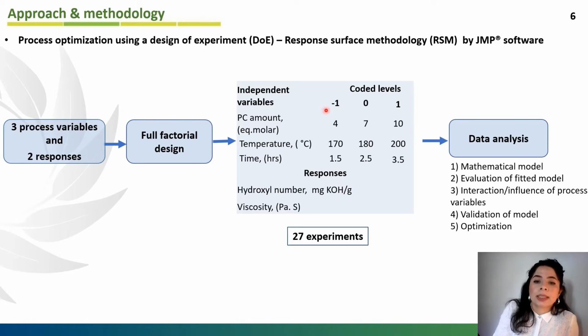So regarding the ranges, they were based on the literature and also on lab experience. For example, PC amount from a minimum of one equivalent molar to a maximum of 10, temperature from a minimum of 170 to a maximum of 200 degrees Celsius, and time from a minimum of 1.5 hours to a maximum of 3.5 hours. So varying these variables on three levels gave us these 27 experiments. And the second step starts with the data analysis. Let's move on.